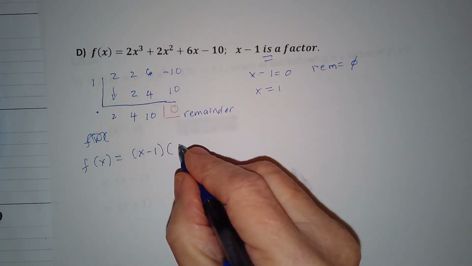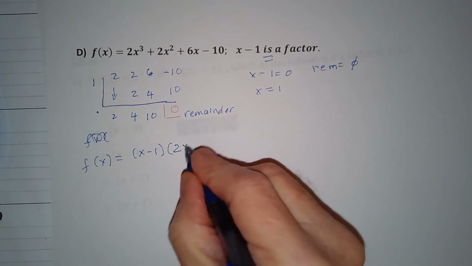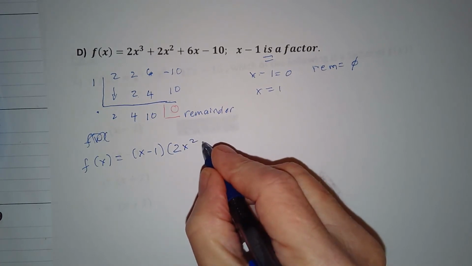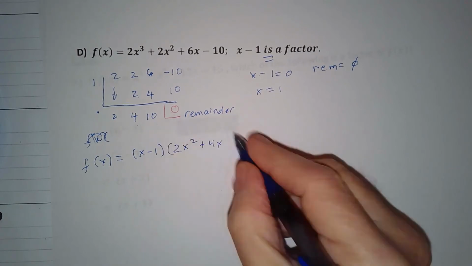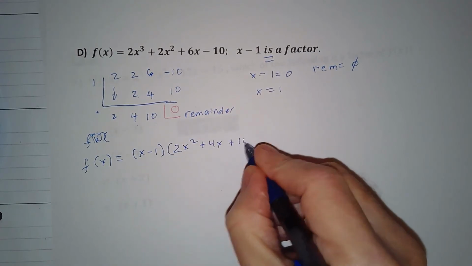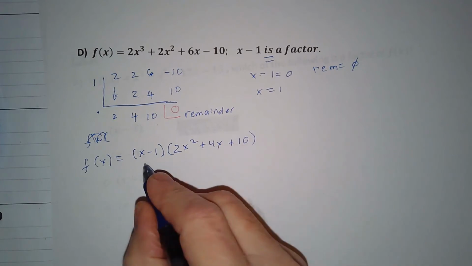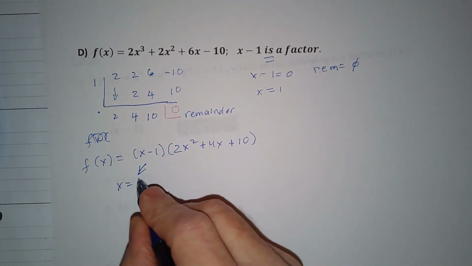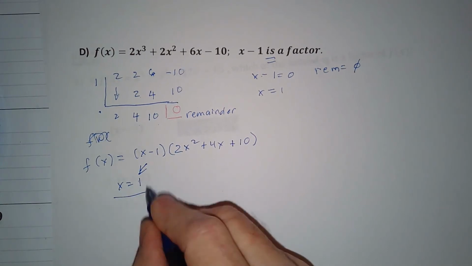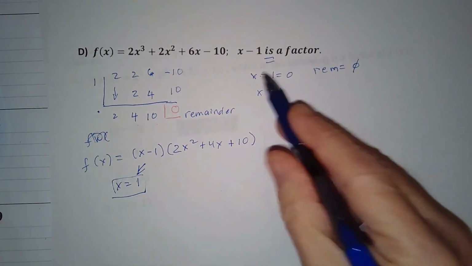So we're going to have 2x squared plus 4x, because this is a 4, and this is a 10, so that's plus 10. So again, x minus 1, x equals 1 is the solution. It's already the solution. You already know what it is. Okay?